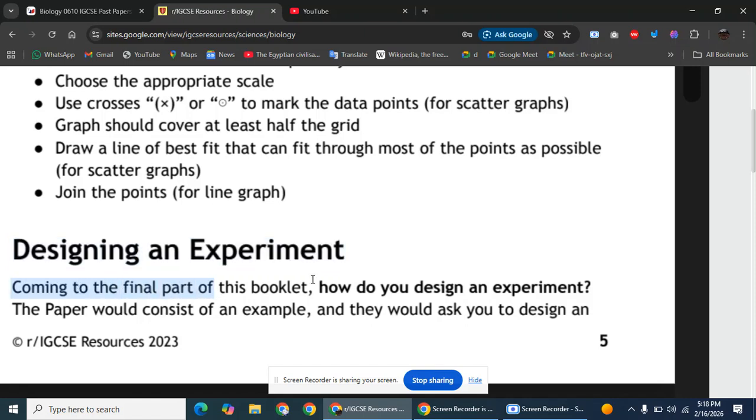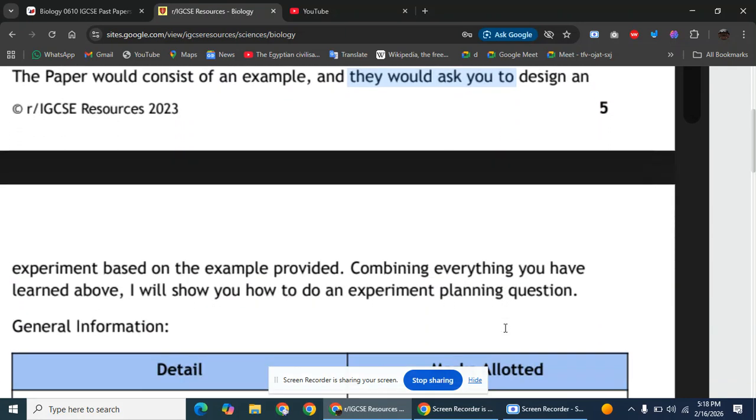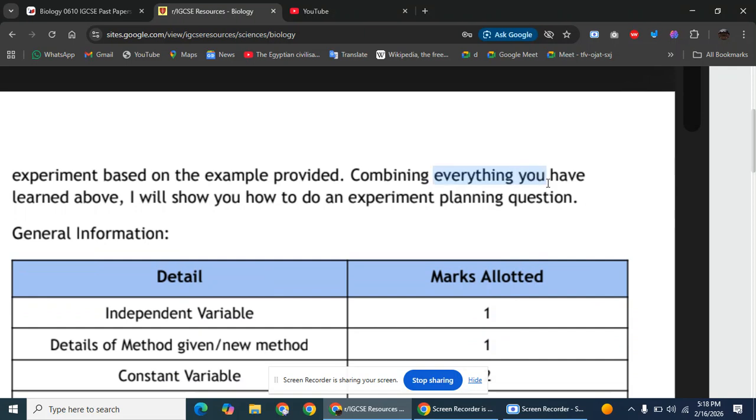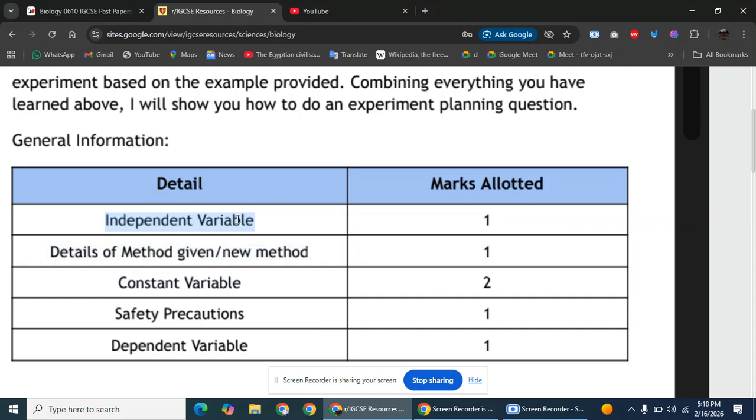Designing an experiment. Coming to the final part of this booklet, how do you design an experiment? The paper would consist of an example, and they would ask you to design an experiment based on the example provided, combining everything you have learned above. I'll show how to do an experiment planning question. First, this is the general information. Mostly the marks allocated for these are in a range of 6.